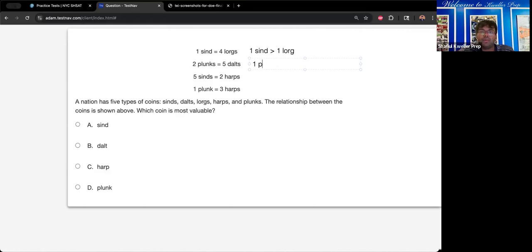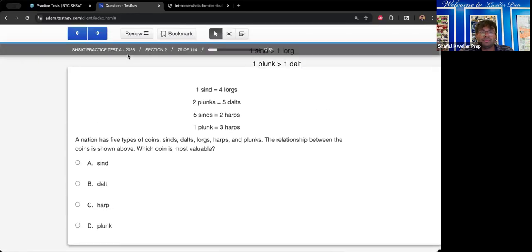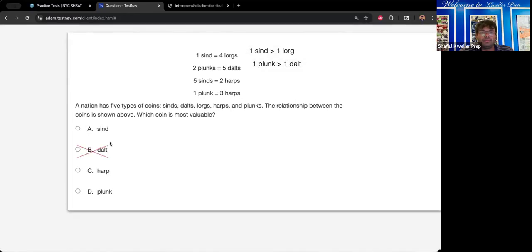2 plunks is equal to 5 dolts, so 1 plunk is greater than 1 dolt. So the answer is not going to be a log or a dolt. We can rule those out. Okay, 5 sinds is 2 harps, so 1 harp is greater than 1 sind. Easy. So we rule out A. And then 1 plunk is equal to 3 harps, so 1 plunk is greater than 1 harp. Yeah, they made this actually really easy. So the answer should just be plunk, the last one.